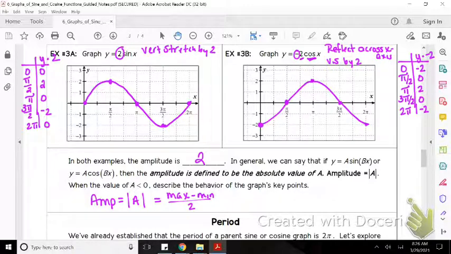So if we look at that last one, we can see here that my center is right here, and it goes 2 above, and it goes 2 below. Therefore, that amplitude was 2.